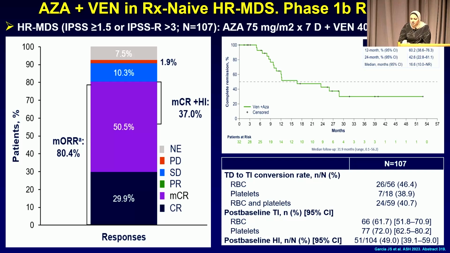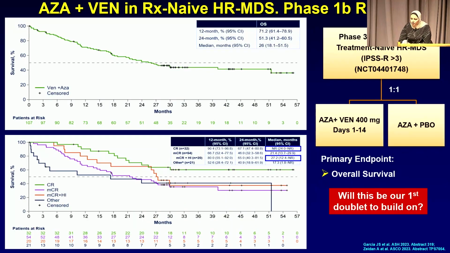In a phase 1b study, azacitidine with 14 days of venetoclax 400 milligrams showed promising results in treatment-naive higher risk MDS, with an overall response rate of 80%, CR rate of 30%. 50% of patients achieved Marrow CR, of which 37% had hematologic improvement. Over 50% of patients achieved post-baseline transfusion independence. Responses were rapid and durable, with a median duration of CR of 16.6 months. Median overall survival was 26 months, with overall survival longer in patients who achieved CR or Marrow CR with hematologic improvement.